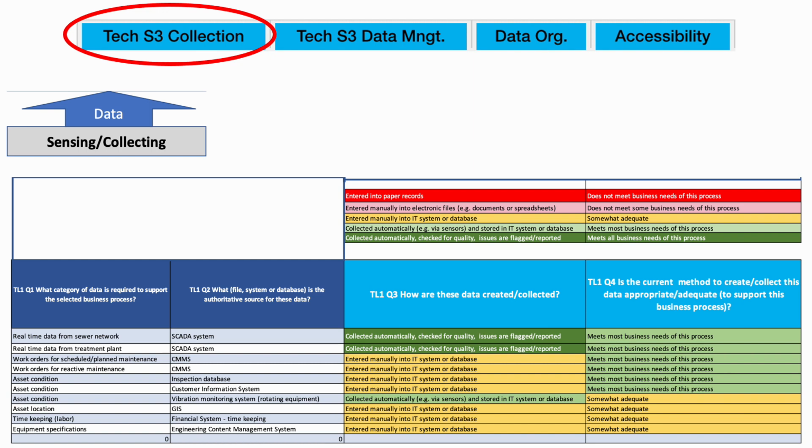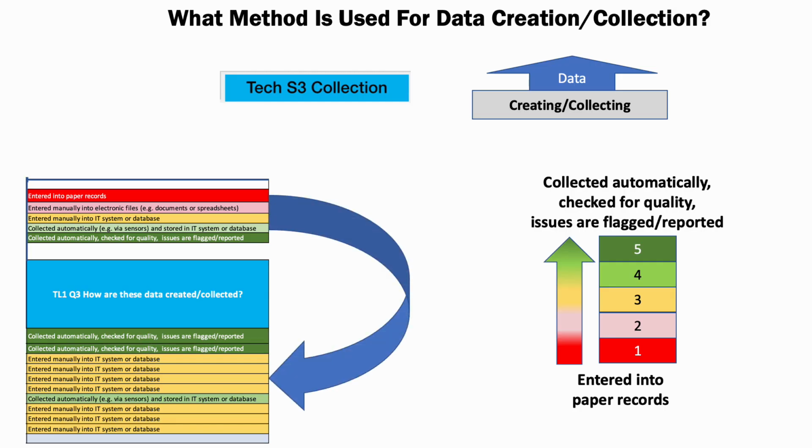This worksheet describes the mechanism used to collect or generate the data for each of the categories. In this worksheet, for each of the data categories that have been identified as required for the selected business process, users will select the current or as-is method for data creation or collection from the drop-down menu. The answers in the drop-down menu indicate levels of capability maturity that range from level 1 in red for the least advanced to level 5 in dark green that would indicate the most mature method of data creation or collection.